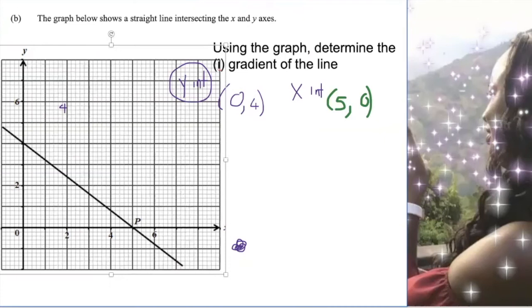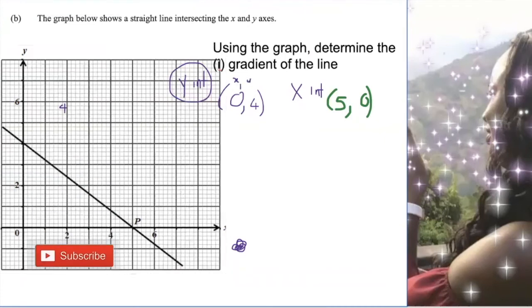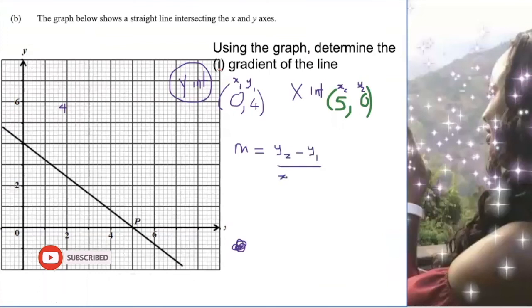Now we can find the gradient of the line. I'm going to label this as x1, y1, and this is x2, y2. To find the gradient of a line, the formula is y2 minus y1 over x2 minus x1.